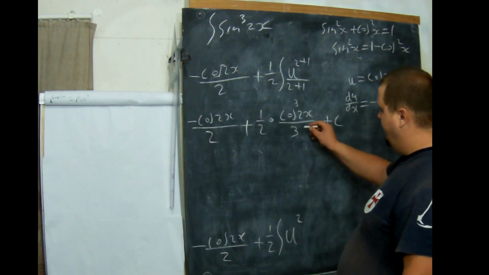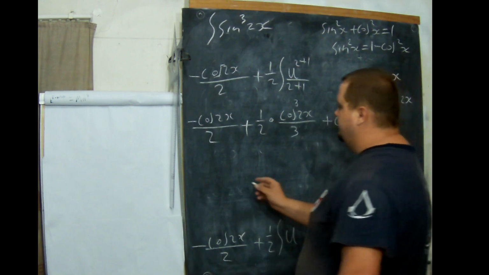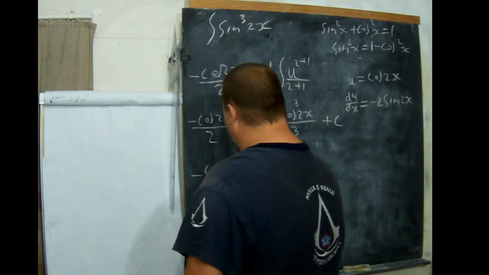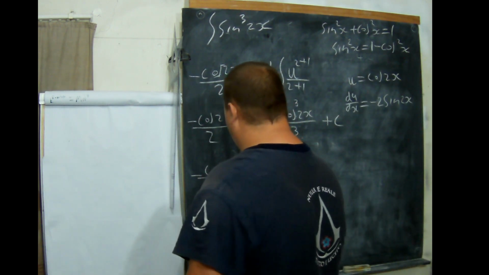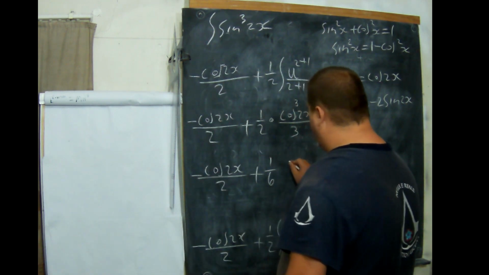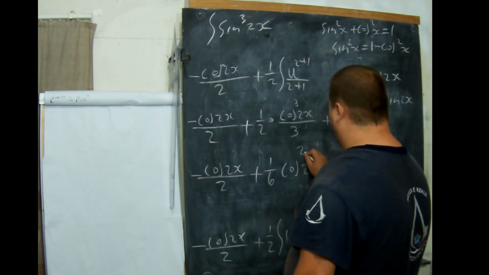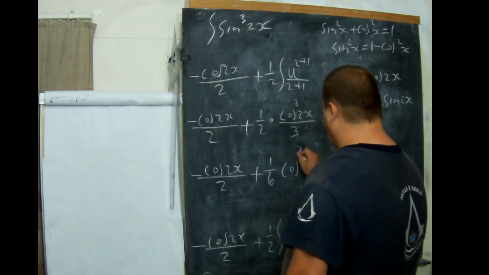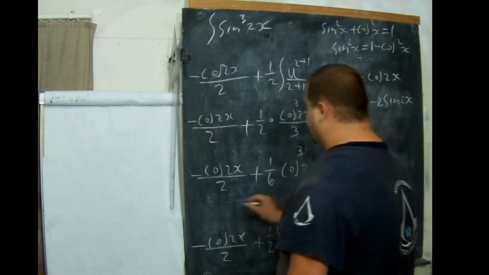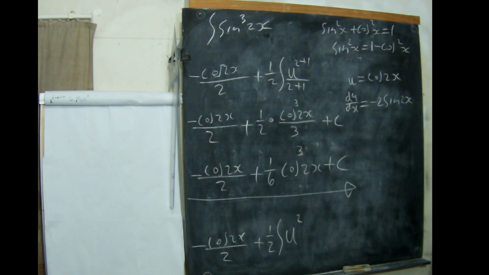Now what we need to do is multiply 2 times 3. So we have minus cos 2x over 2 plus 1 over 6 cos 2x cubed, plus c. And that is our final answer.